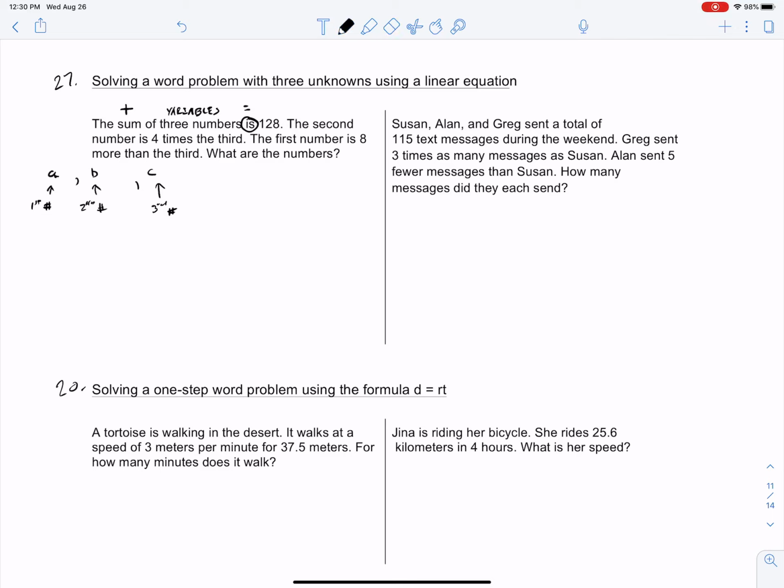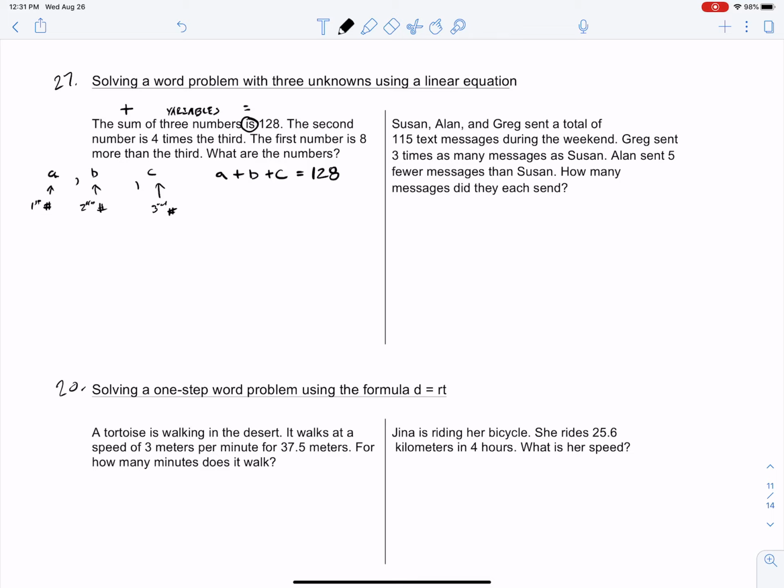So now that I have my variables, your variables could be any letters. I just picked A, B, and C. Yours can be literally anything. You start with I, J, K, whatever you want to do. But I know that the sum of those 3 numbers is 128. So I know that the sum of A plus B plus C is equal to 128. That I do know.